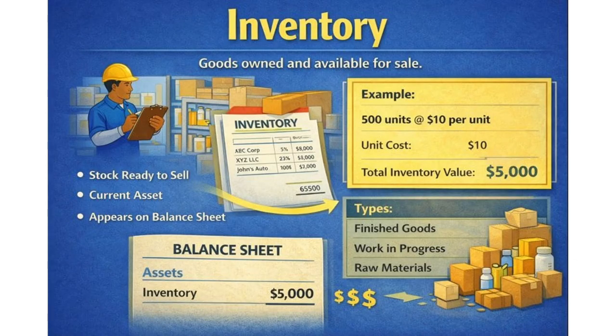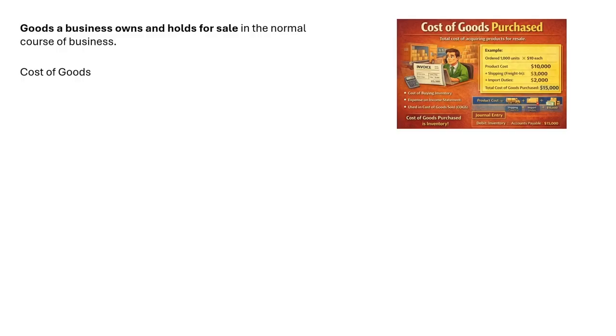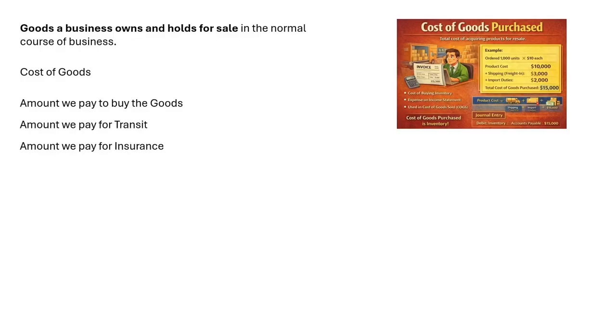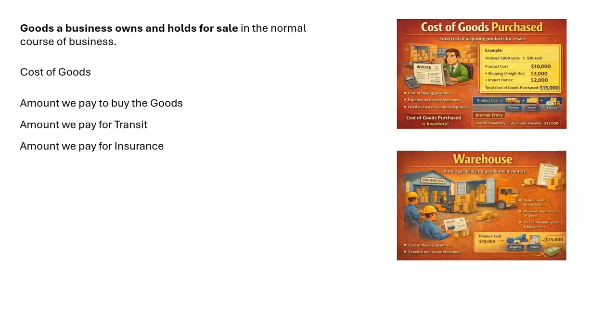So, what's inventory? Inventory is goods a business owns and holds for sale in the normal course of business. The cost of goods purchased is not only the cost we pay to buy the goods. It includes the amount we pay for transit, the amount we pay for insurance, any amount we pay until those goods reach our warehouse. It all goes into the price of the goods we purchase.